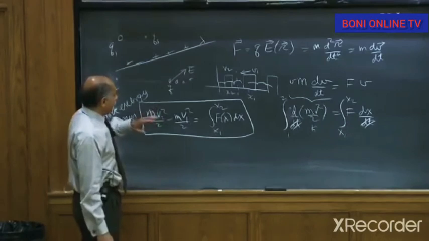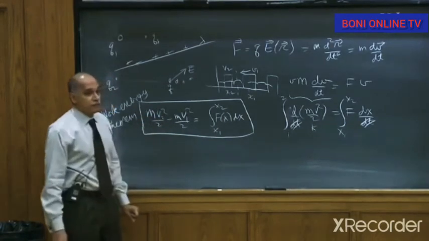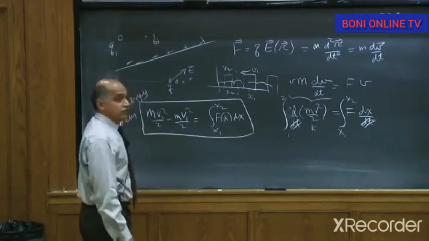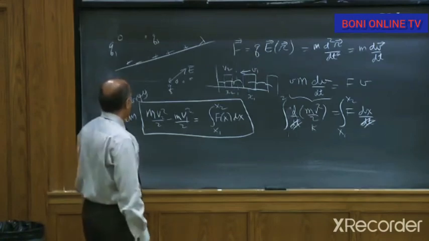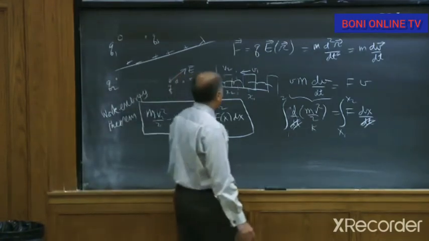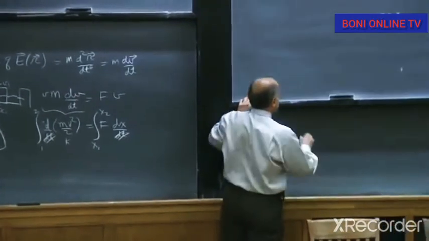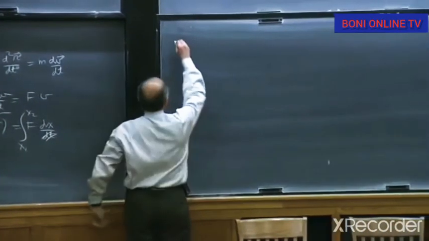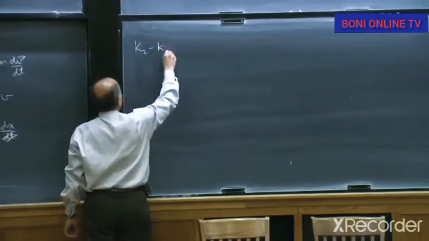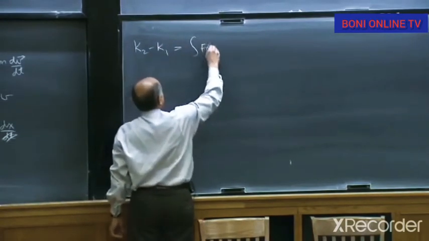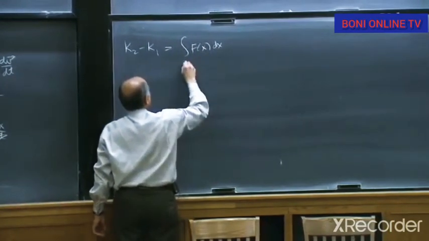But if you want to extract from this a law of conservation of energy, you have to do a certain manipulation, and that's what I'm going to describe. So let's go back here and try to extract from it a law of conservation of energy. I'm going to write here K2 minus K1 is the integral of F of x dx from x1 to x2.